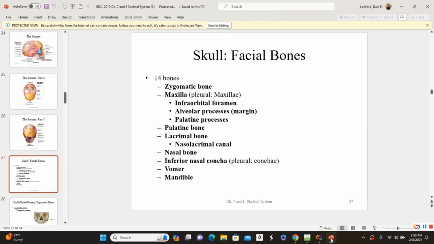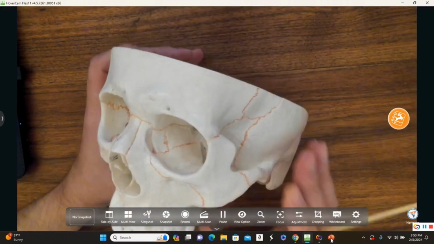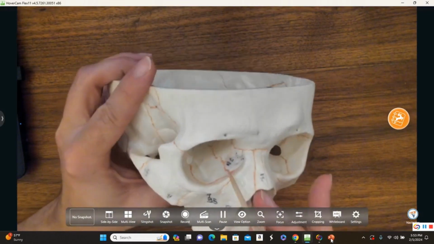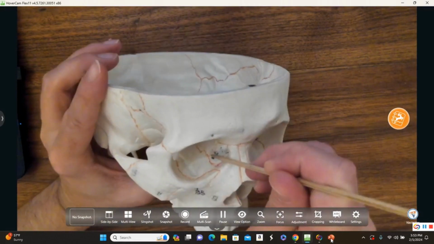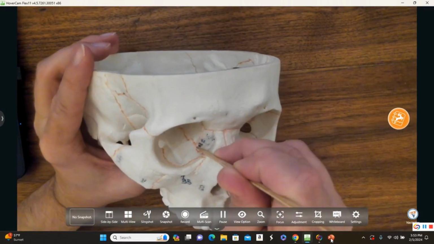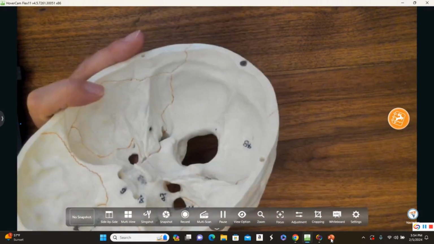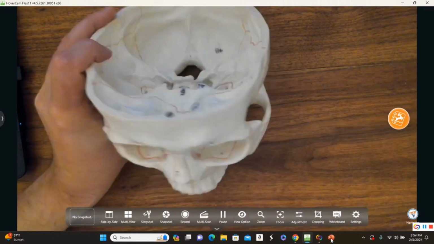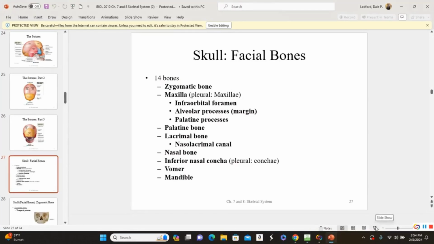The lacrimal bone, with its nasolacrimal canal, is found in the eye socket right here. Here it is, here and here. On it, there is a hole that should be here. This model is not depicting it very well, but it's right here. It should be one right here. That's the thing, it takes 3 skulls to show every structure, but I can show you where it would be.